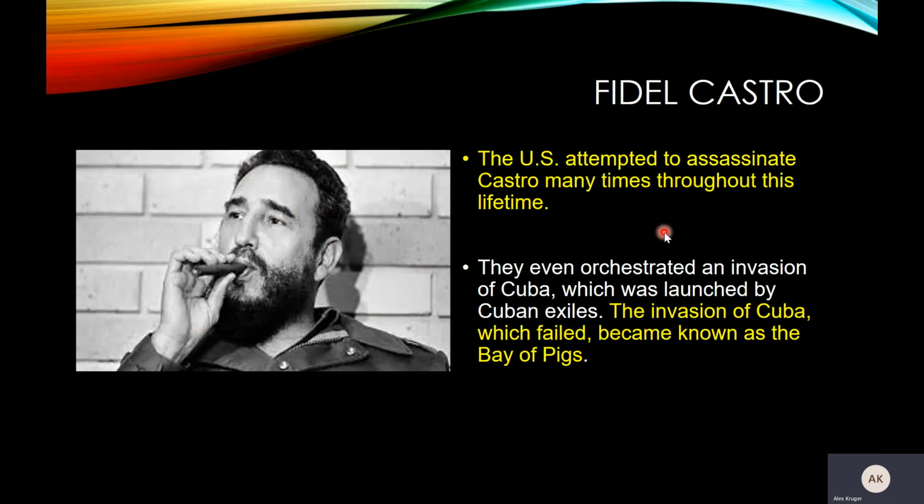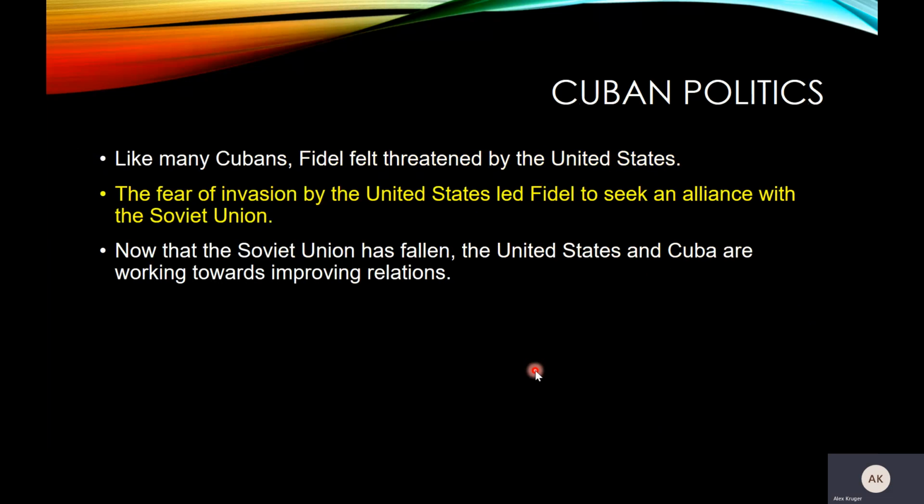So they even orchestrated an invasion of Cuba. I mean the CIA and the United States, which was launched by Cuban exiles, people that Fidel Castro had banned from Cuba. But the invasion of Cuba failed, and it became known as the Bay of Pigs invasion. And it was a really big disaster for the United States. It drove the Cubans into the hands of the Soviet Union.